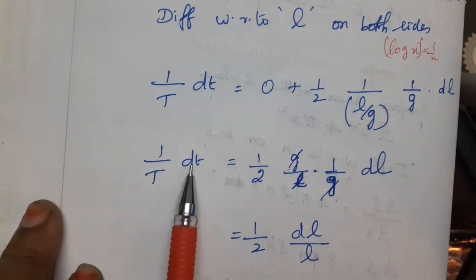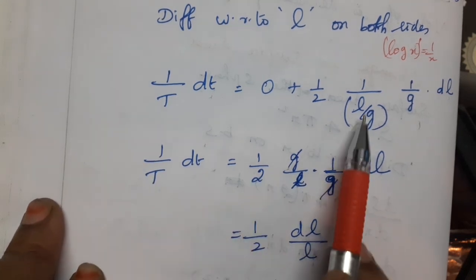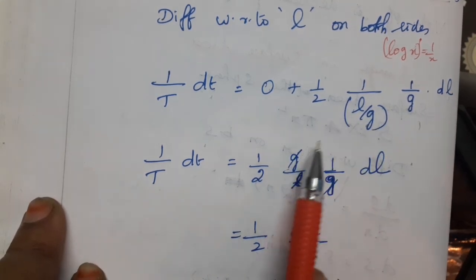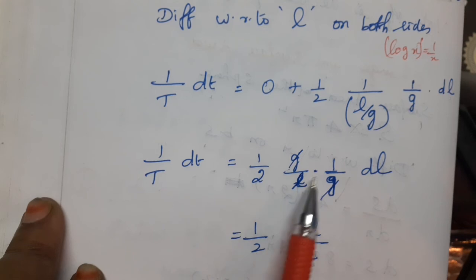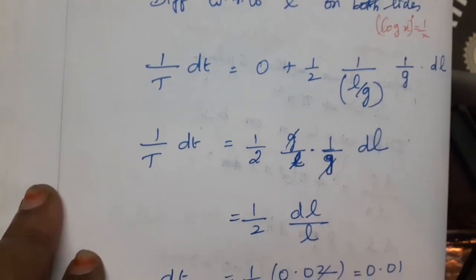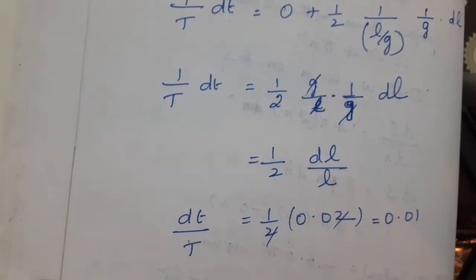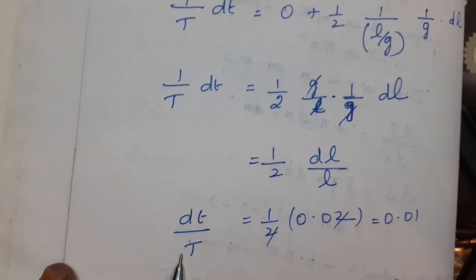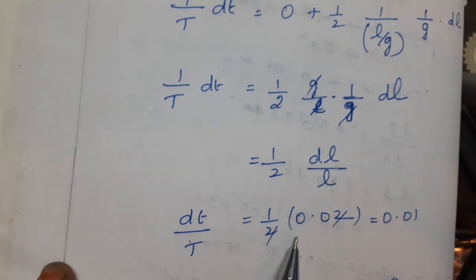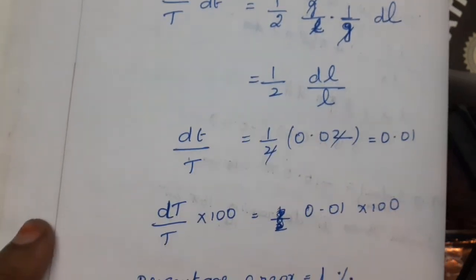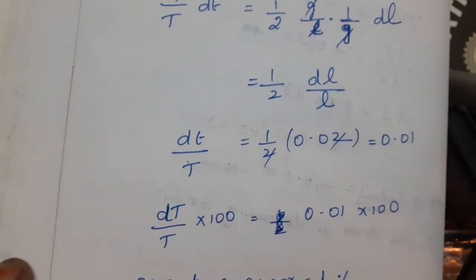Now 1 by t into dt equals 1 by 2 into the reciprocal of L by G, that is G by L, into 1 by G into dl. G is cancelled, and we get 1 by 2 into dl by L. We already found the error in the change for 2%. dl by L is the change in length by the original length. Therefore, substituting, dt by t equals 1 by 2 into dl by L, which is 0.02. If we cancel, we get 0.01 for dt by t. We are going to find the percentage of error.